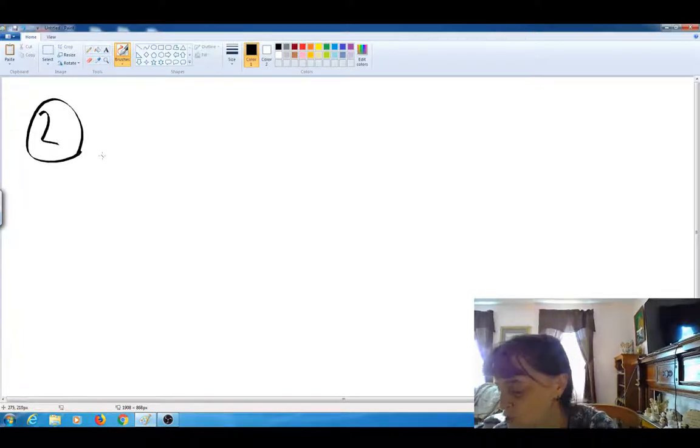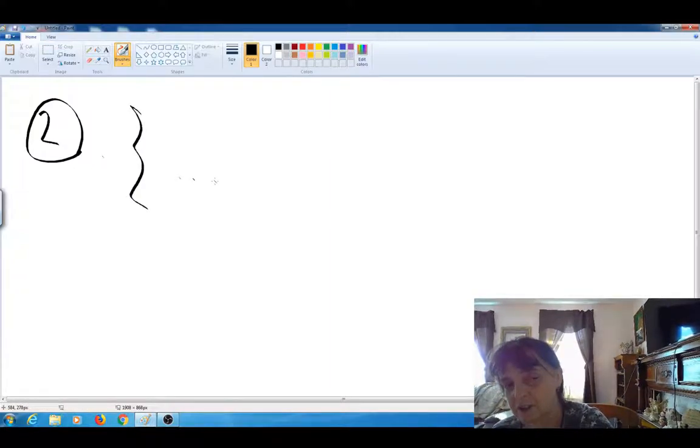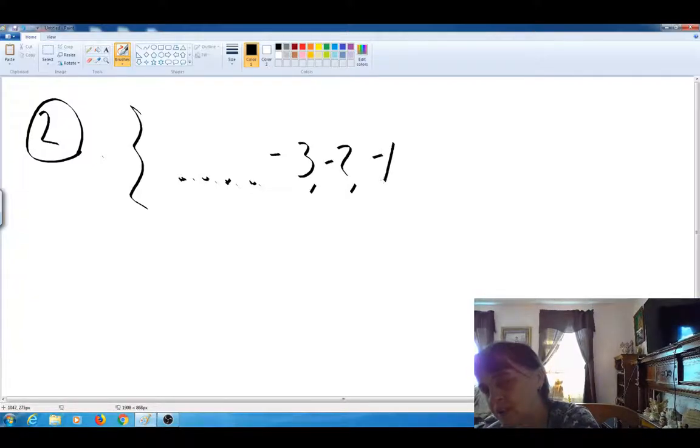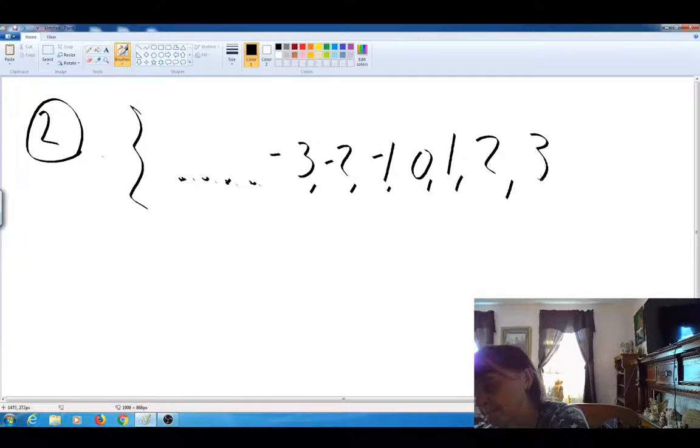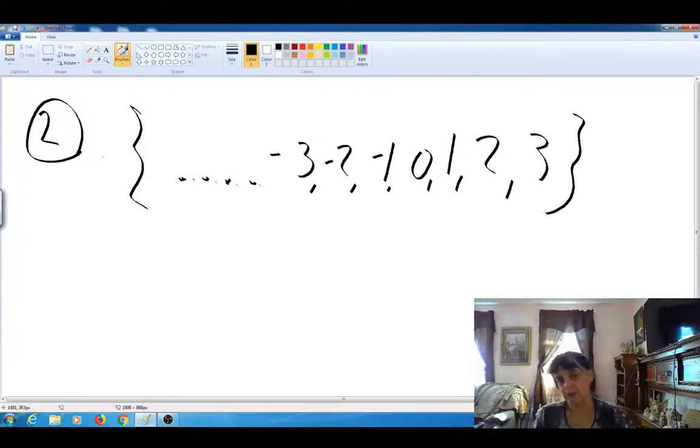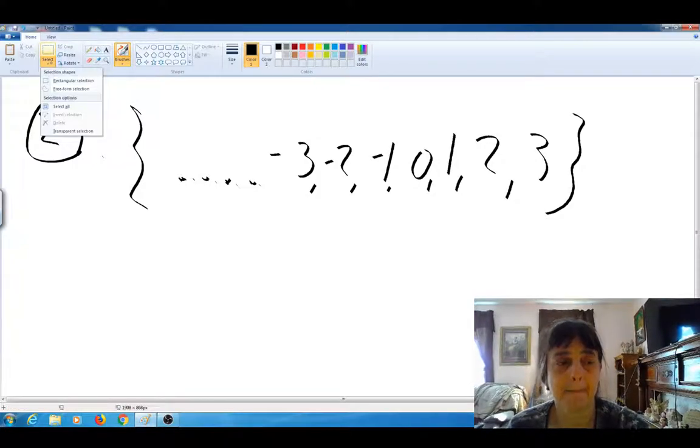Okay, that's number 2. In roster notation, all integers less than 4 is dot, dot, dot, -3, -2, -1, 0, 1, 2, 3. Okay, it stops at 3. But it goes on and on and on forever in the negative direction. Never has a last number.